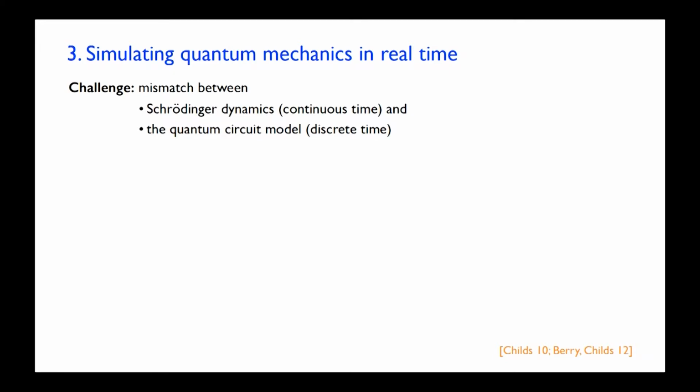But there's a challenge. The thing that makes this not totally easy is, I think, the mismatch between the Schrodinger dynamics that we're trying to simulate, which are really continuous time dynamics, and the quantum circuit model, which is fundamentally a discrete model of computation. So somehow we have to shoehorn this continuous time process into this discrete time computational model, and so we have to be a little bit careful about how we do that.